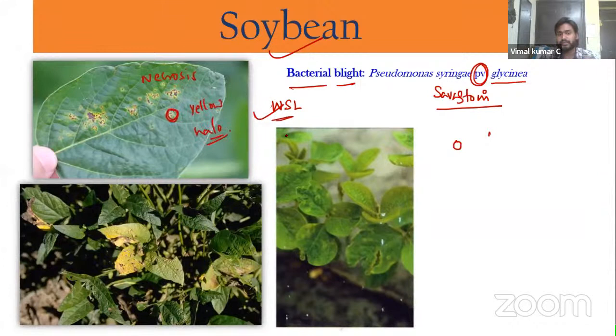Once it approaches severity, we can see the entire lamina collapse, along with whatever the infection is there. See here, this area will be collapsed and it will look like a shot-hole symptom. Here you can see, I hope, right? Like that it will be visible when you enter the field. As the name indicates, it is caused by Pseudomonas syringae pathovar glycinea.